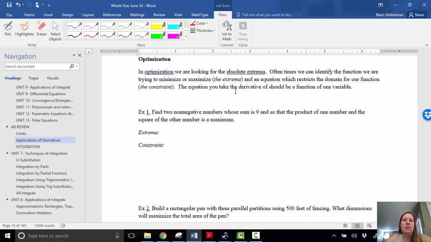So example 1, find two non-negative numbers whose sum is 9 and that the product is maximum. So you don't really have to follow along with my extrema and constraint if you can kind of make this work. But the constraint is going to be the fact that the two numbers have to add up to 9. Okay, so I know it has to be two special kind of numbers. And the thing I'm trying to maximize is this thing. The product, I'm just going to call it P equals for product. Product of one number and the square of another, okay?